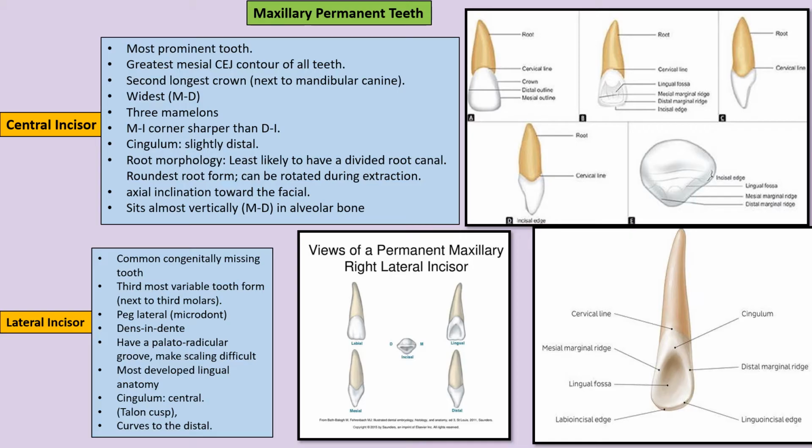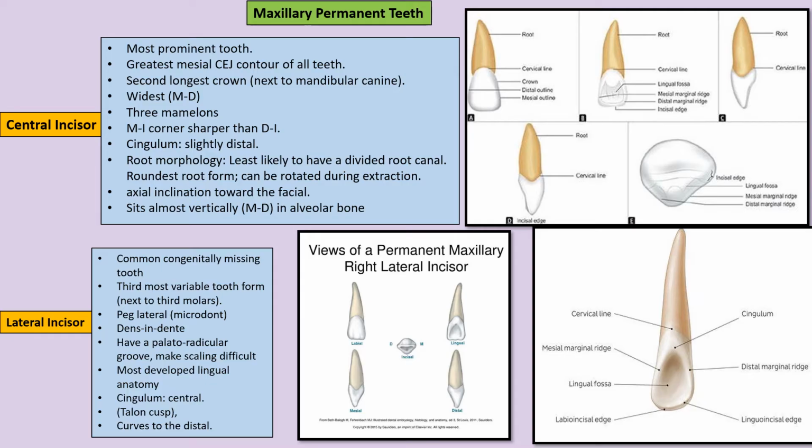premolar. Now when we see the lateral incisor, is the lateral incisor the most common congenitally missing tooth? No. Actually, the maxillary third molar is the number 1 most common congenitally missing tooth. Number 2 will be the mandibular third molar, number 3 is the maxillary lateral incisor, and number 4 will be the mandibular second premolar.